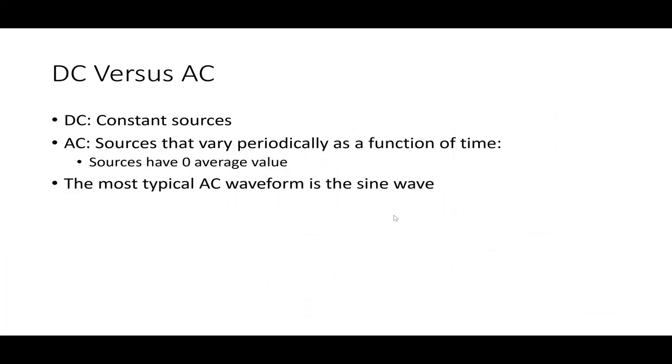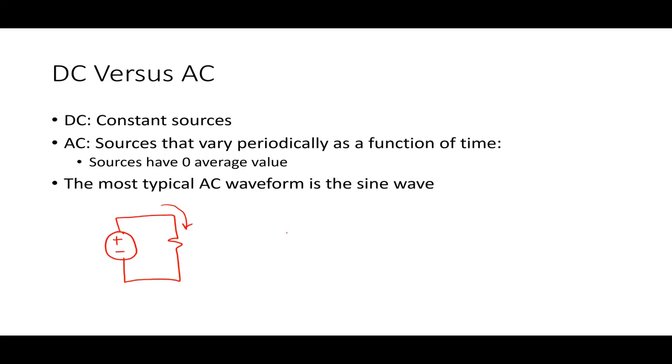All right, now the important thing to understand, just to ground ourselves in the definitions here, is that DC means constant direct current. AC means that our sources vary periodically as a function of time. And by definition, these sources have 0 average value, okay? So if I think of the simplest types of systems, if I have a DC source, current flows that way, which means electrons are only moving in one direction.